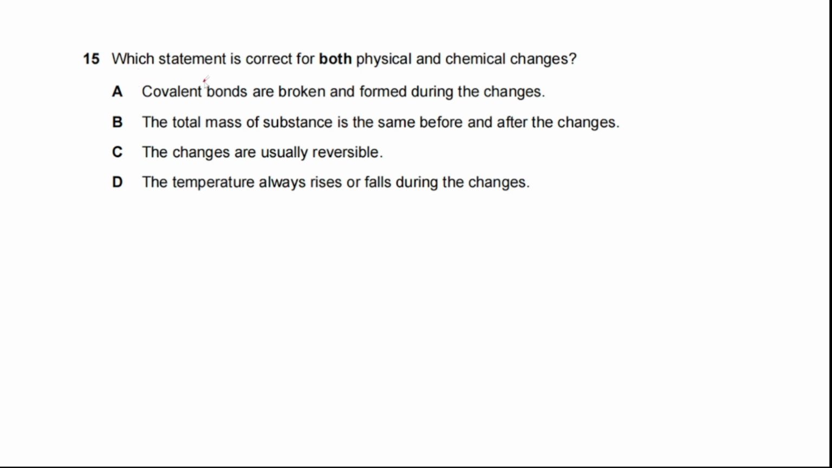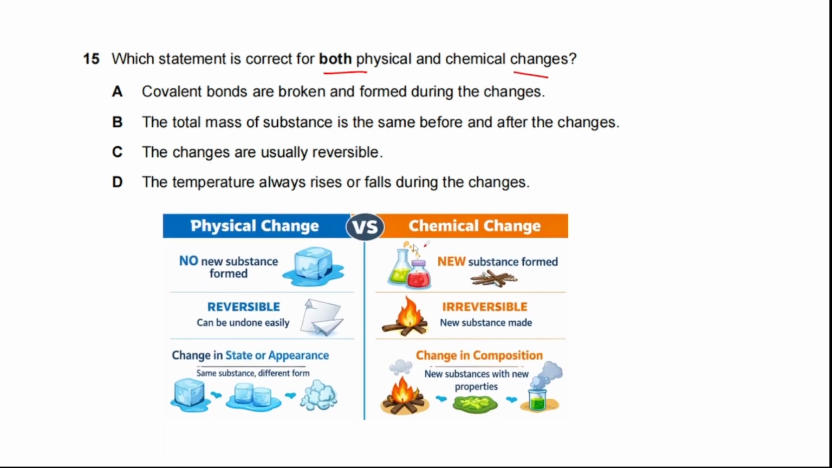Question number 15. Which statement is correct for both physical and chemical changes? So these are the differences between a physical and a chemical change. In a physical change, there is no new substance produced, but in a chemical change, there is. And a physical change is reversible, a chemical change is irreversible. So the first one is, covalent bonds are broken during the changes. That's happening only for chemical reactions, not for physical changes. So it's not option A.